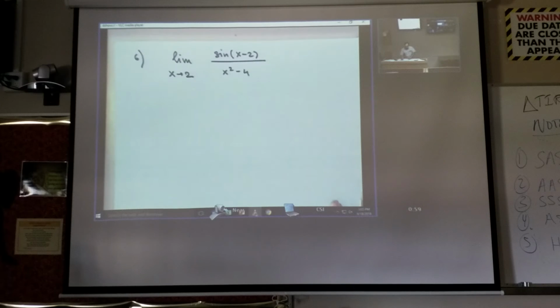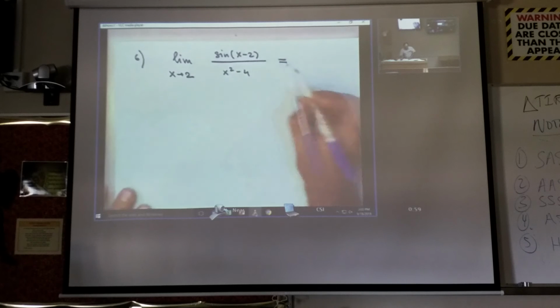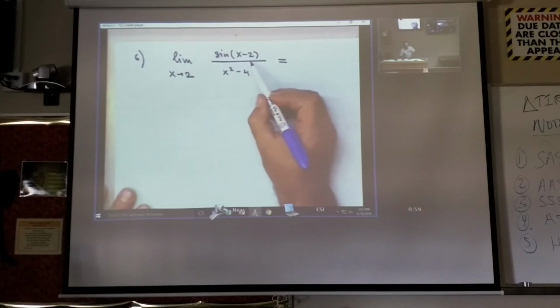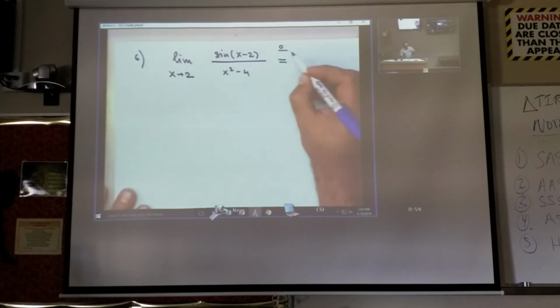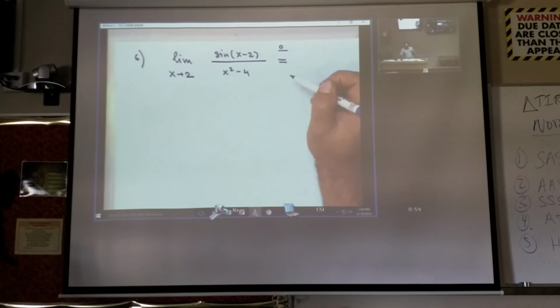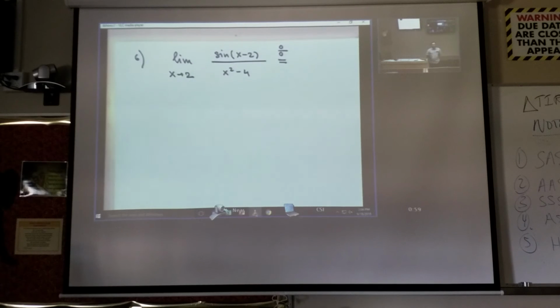So if I substitute, I get sine of 0, yes? Okay, I get sine of 0. Well, I'm just putting 0, because we know sine of 0 is 0. And over what? 0. So we still have 0 over 0. But look carefully right now how this problem is different from the previous one. It says x approaching to what? 2. X approaching to 2. Not 0. But you still have the same concept.